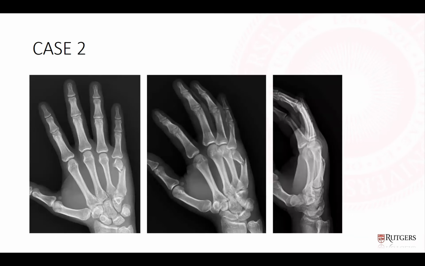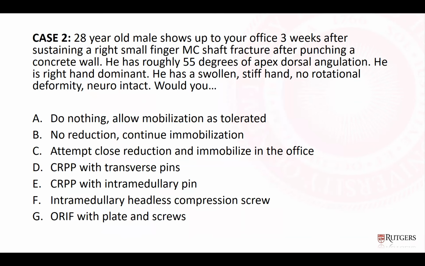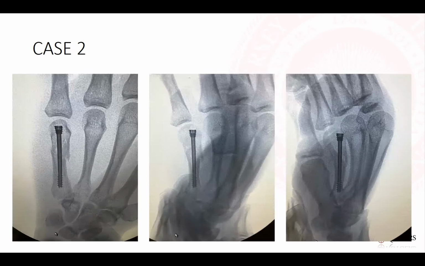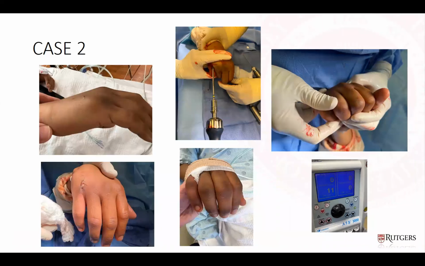Second case, this was a similar fracture, showed up 3 weeks out from his injury. He had a swollen, stiff hand. And this was one that was fixed with an intramedullary headless compression screw. So these are intra-op fluoros showing the guide wire and then the final fluoro showing the screw. These are clinical gross photos, top left showing the deformity pre-op, then inserting the screw, and then post-operatively in the small incision. It took about 11 minutes of tourniquet time.